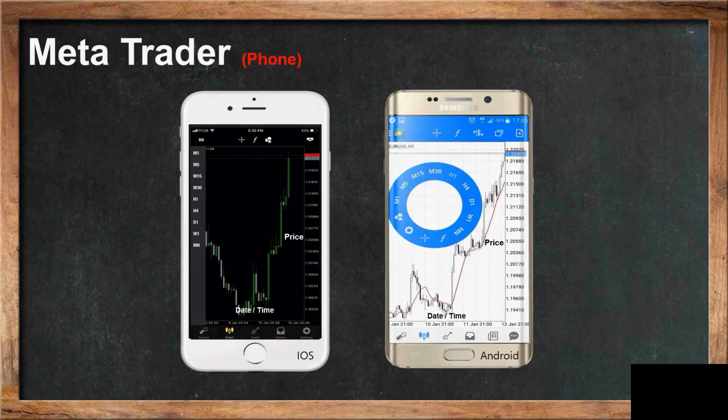For those who are using phones, it's also the same. For iOS and Android, you have date and time, and then the price. You have the time frame selector at the top left corner of the phone, and for Android, you just tap on the screen, then the radial functions will come out, so you can choose the things you want to use.